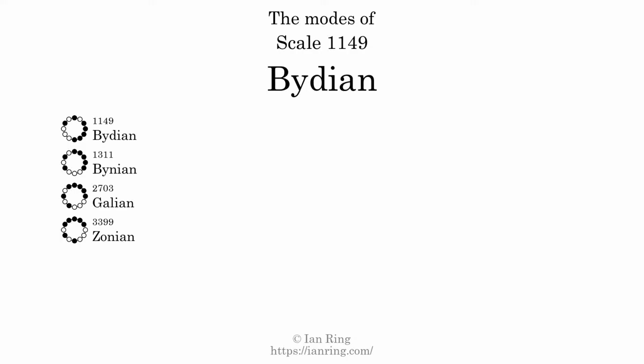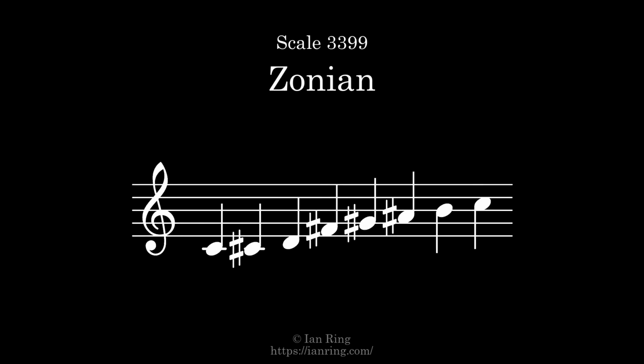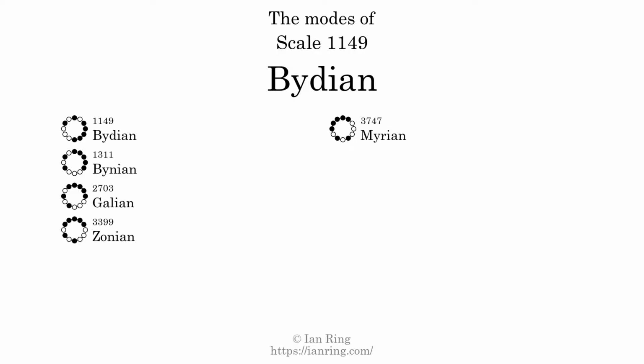The fourth mode is scale 3399, also known as Zonian. It sounds like this. The fifth mode is scale 3747, also known as Myrian. It sounds like this.